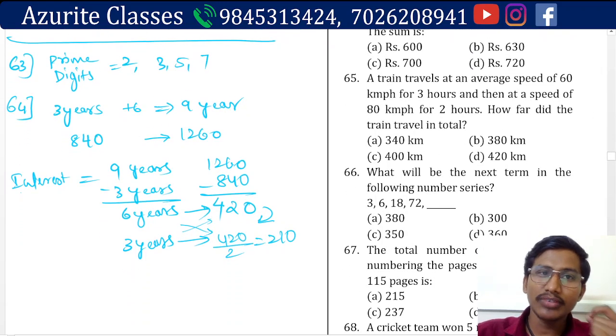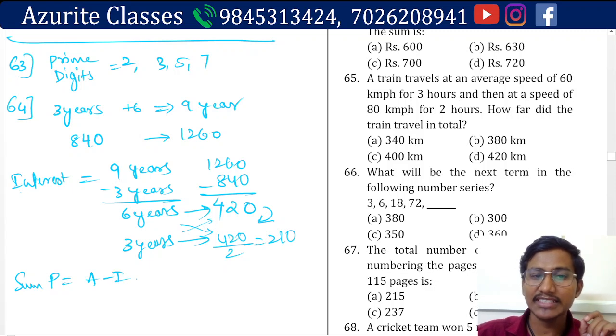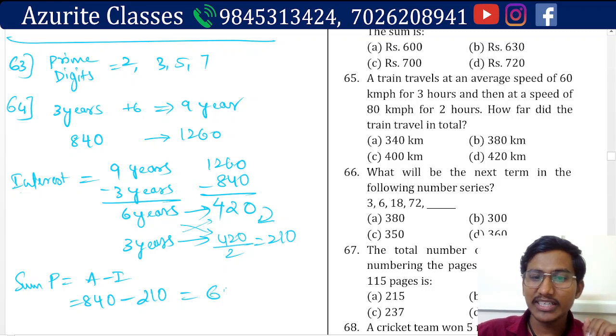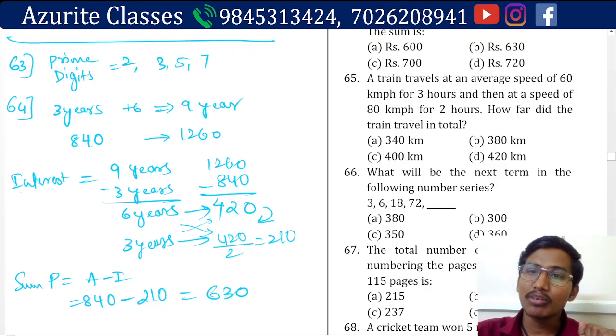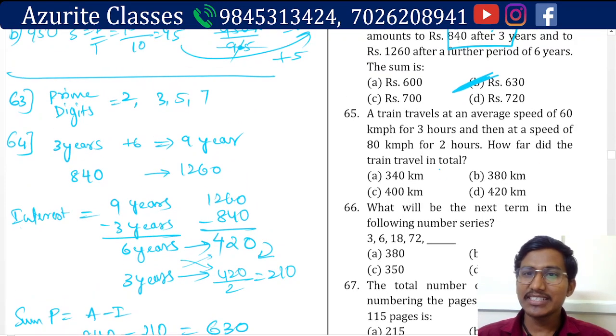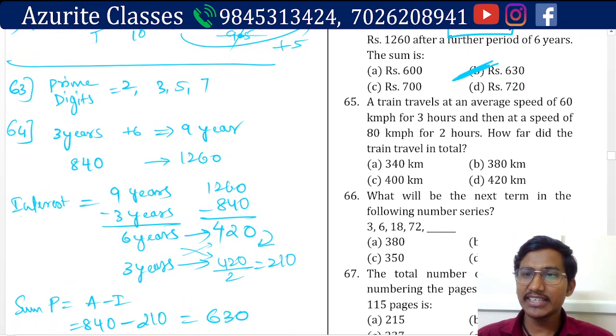Okay, so how do you find the sum now? Principal, or sum, is equal to amount minus interest. The amount is 840, minus interest, which became 210. If you subtract them, you will get 630 as the answer. The option is option B. So 630 rupees is the answer.